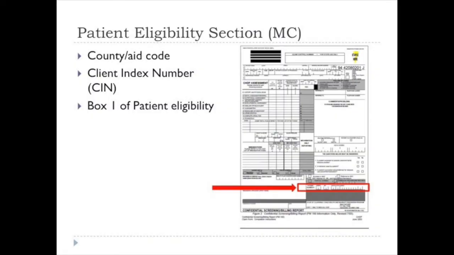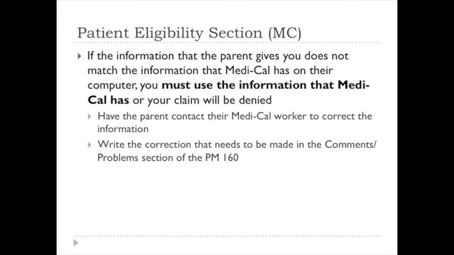Fill in the county and aid code in the appropriate boxes on the PM160. That's on the bottom right of the PM160. At this point, you will also fill in the Client Index Number, CIN, from the printout and check box 1 of the Patient Eligibility section. If the patient's information does not match that of the printout, you must use the information that Medi-Cal has or your claim will be denied.